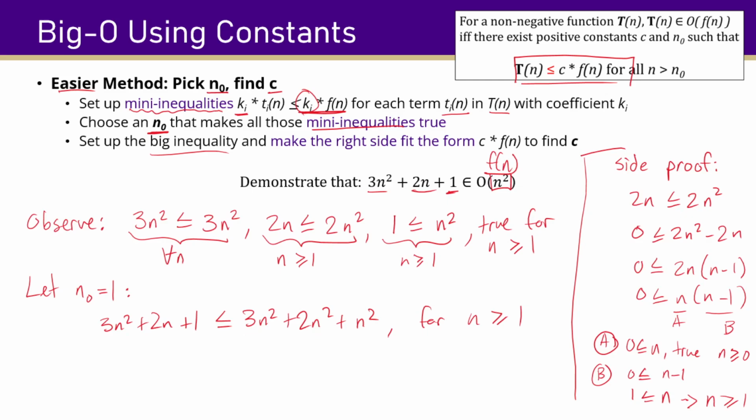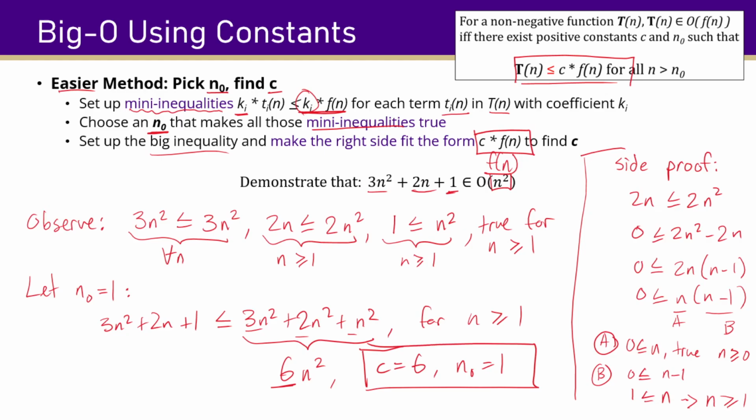All right, and now we just need to take the right side and simplify that down to a form that fits c times f of n. So we do not want to touch the left side for this method. We can see that we can add up 3, 2, and 1, those coefficients. 3 plus 2 is 5, 5 plus 1 is 6. So we get something of the form 6n squared, which, hey, that looks like c times f of n. And so we can see that our c is equal to 6, and again, our n naught is equal to 1. And so these are our final values right here.